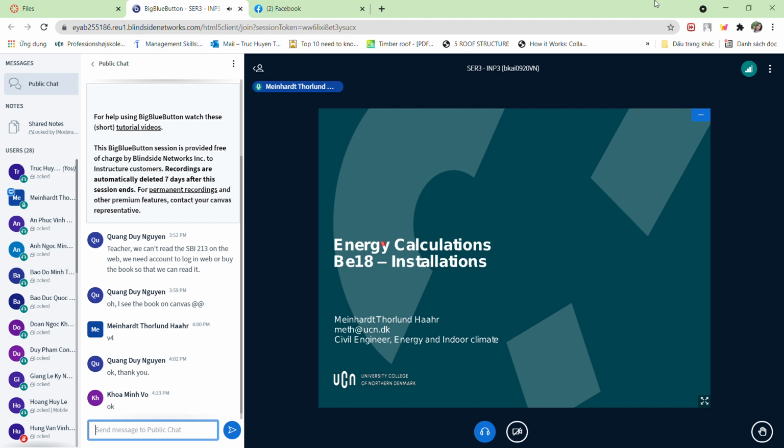Okay, so I've opened the next presentation, energy calculations in PE18, and now we're going to talk about the ventilation part, whereas before we talked about the building envelope. But before I continue, is there anyone who has questions regarding the stuff that we talked about so far?